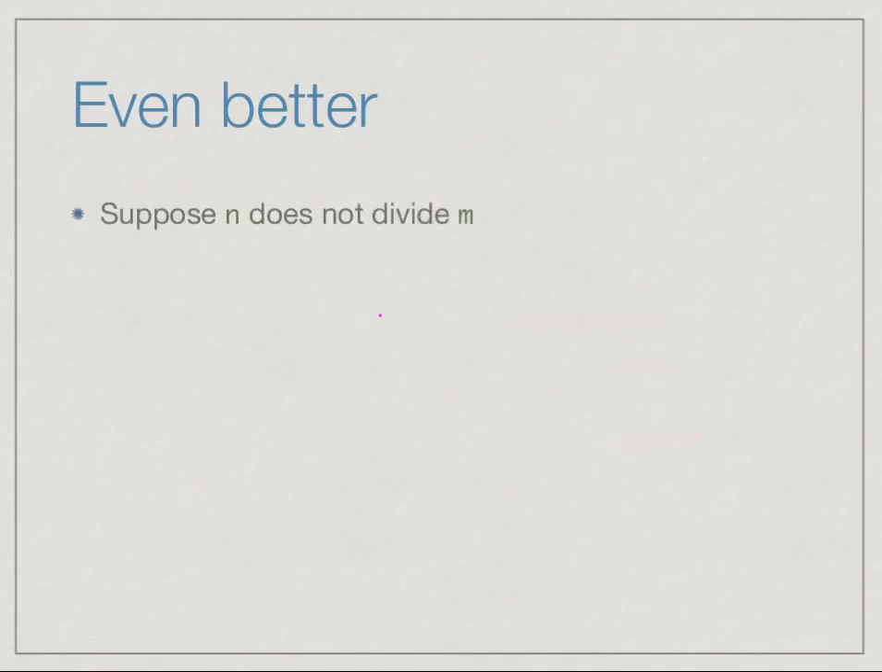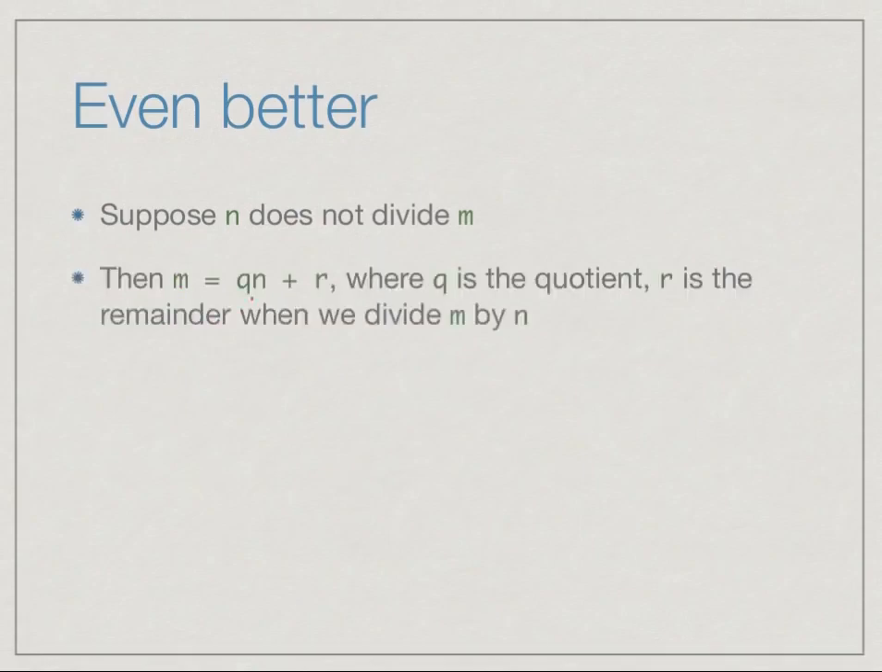So here is a better observation. Suppose n does not divide m. In other words, if I divide m by n, I will get a quotient and a remainder. Right? So I can write m as q times n plus r, where q is the quotient and r is the remainder. You may remember these terms from high school arithmetic. So n goes into m q times and leaves a remainder r, and we are guaranteed that r is smaller than n. Otherwise, it would go one more time. It will become q plus 1. So we have a remainder r which is smaller than n.